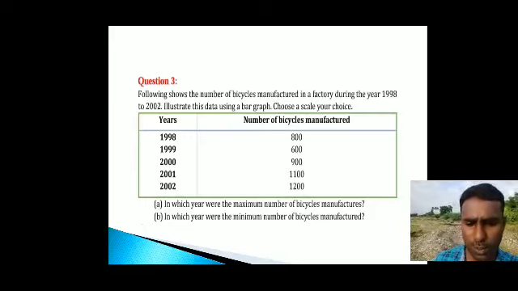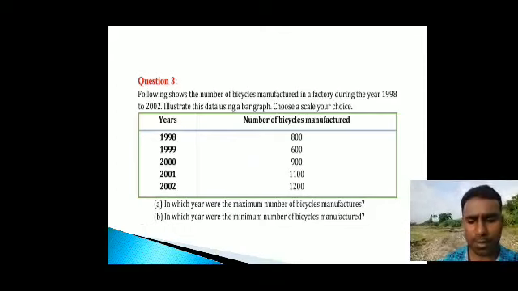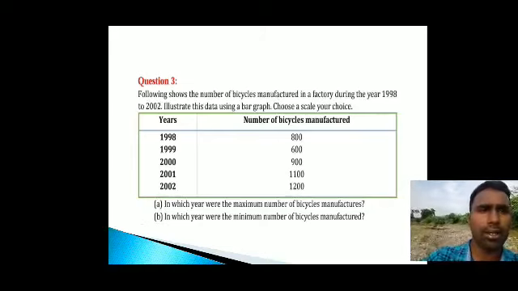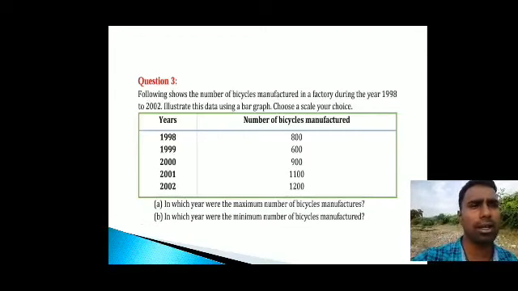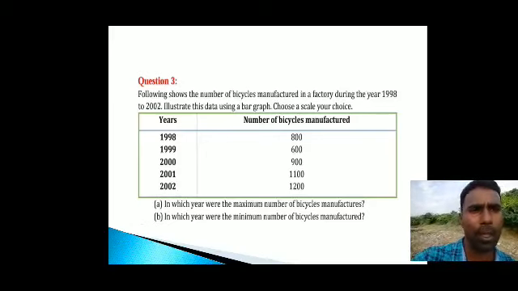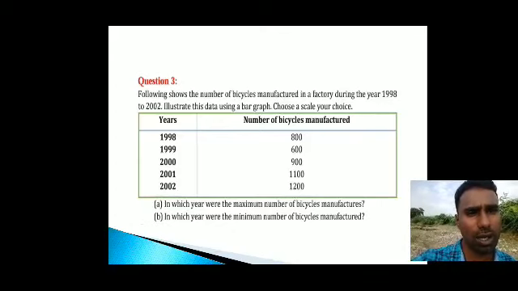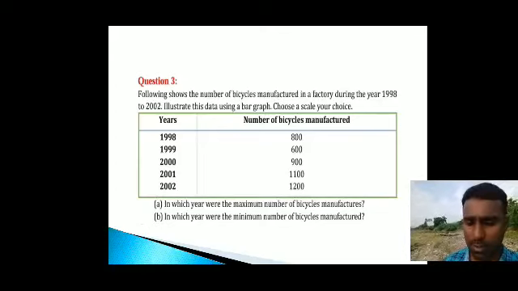So first, you have to analyze what it is. They gave 2 columns, 2 pieces of information. That means in one column they gave the years, and in one more column the number of bicycles manufactured. The years given are 1998, 99, 2000, 2001, 2002. And the number of bicycles manufactured: 800, 600, 900, 1100, and 1200. Okay, in which year was the maximum number of bicycles manufactured?